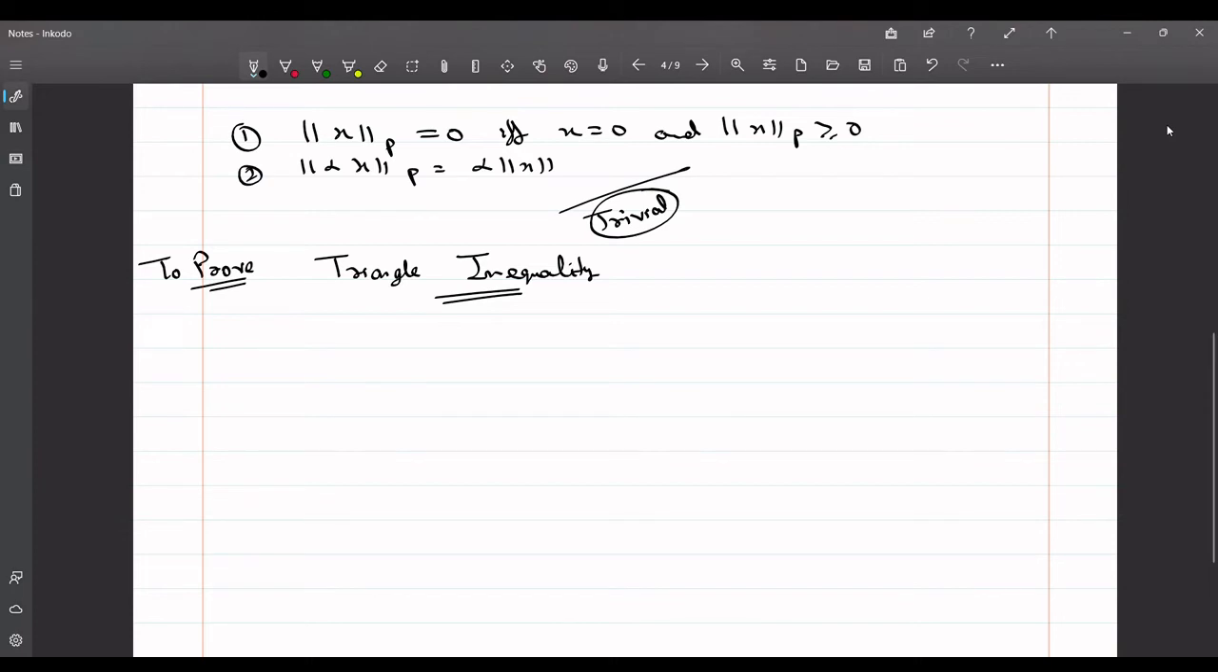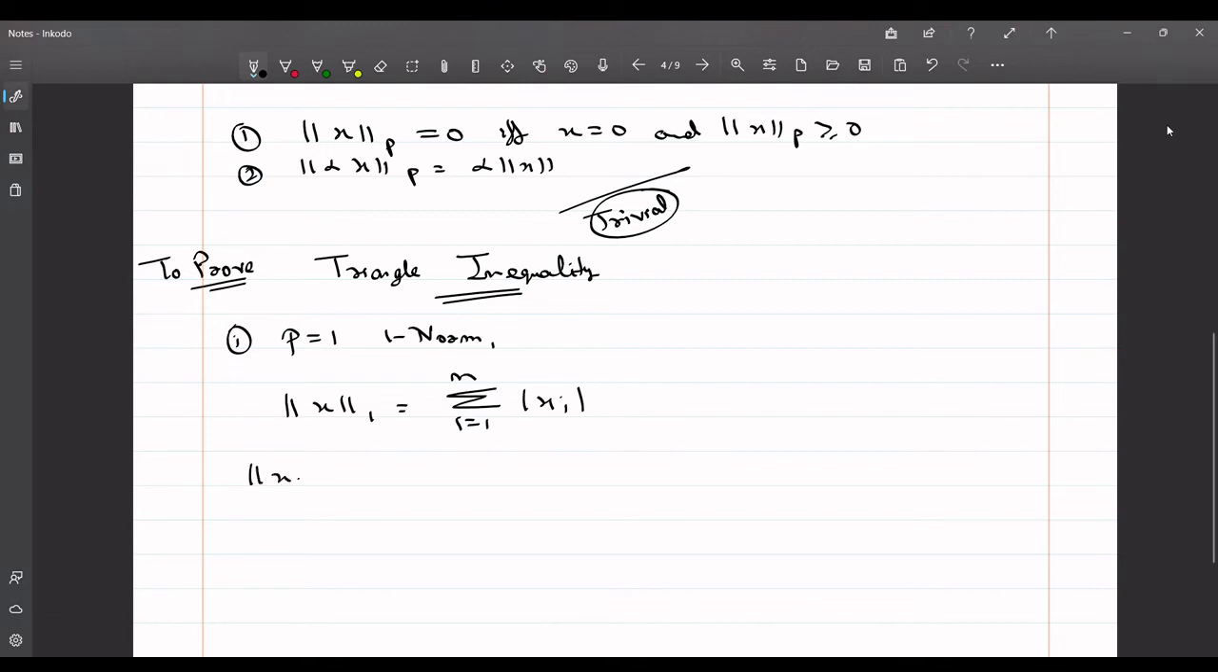So let us first see what the triangle inequality will look like in the case of the p norm. Or rather, let us go by cases. Case 1: suppose p equals 1, that is the one norm, or the first norm. For p equals 1, the first norm of x is given as the summation from i equals 1 to n of the modulus of xi.